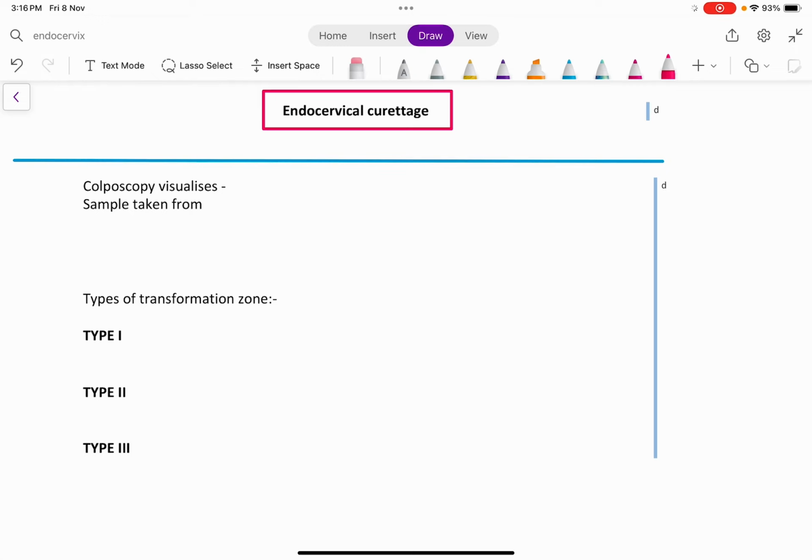In this module, we are going to deal with endocervical curettage. As in the previous module, we discussed the pap smear, which is a screening test for cancer cervix. Followed by the pap smear, we discussed colposcopy, which is a diagnostic test for the pap smear. Now we are going to discuss endocervical curettage.